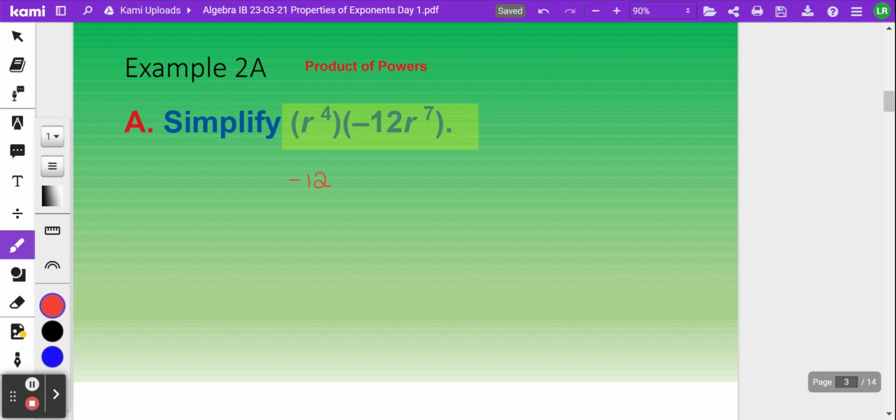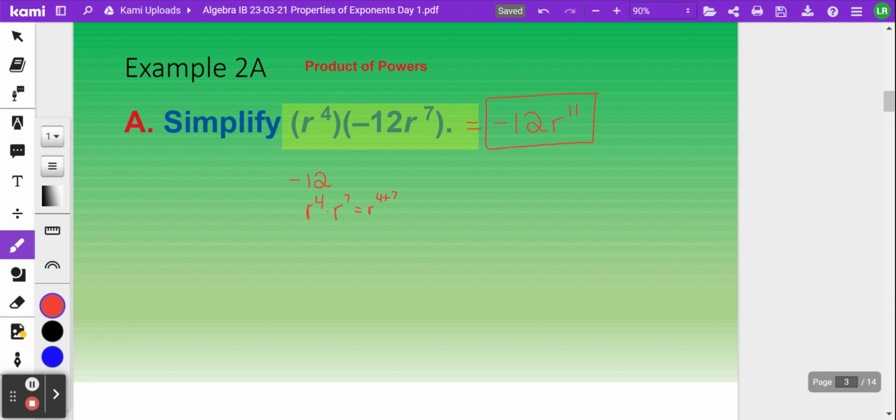Then I have base r's. I have an r to the 4th, and I also have an r to the 7th that are being multiplied. Since negative 12 is my only base number, I can start my answer with negative 12. And then r to the 4th times r to the 7th, I am going to add those exponents. 4 plus 7 is 11. And that would be my answer: negative 12, r to the 11th power. That's it.